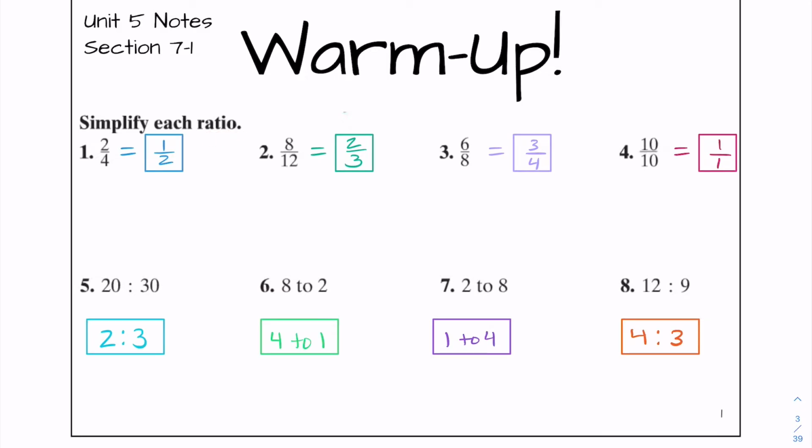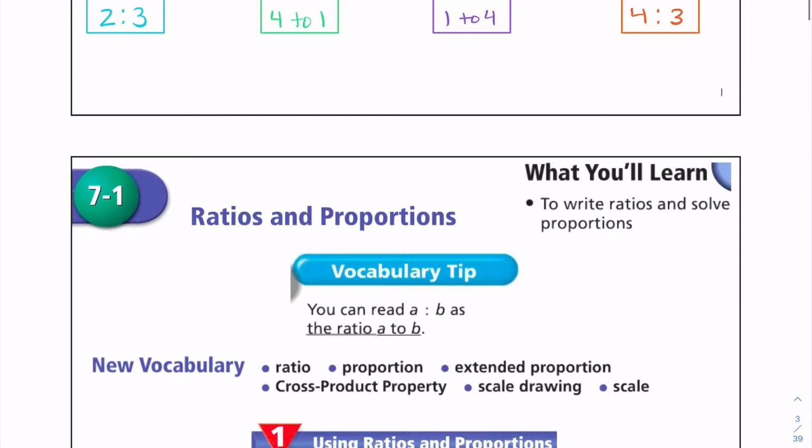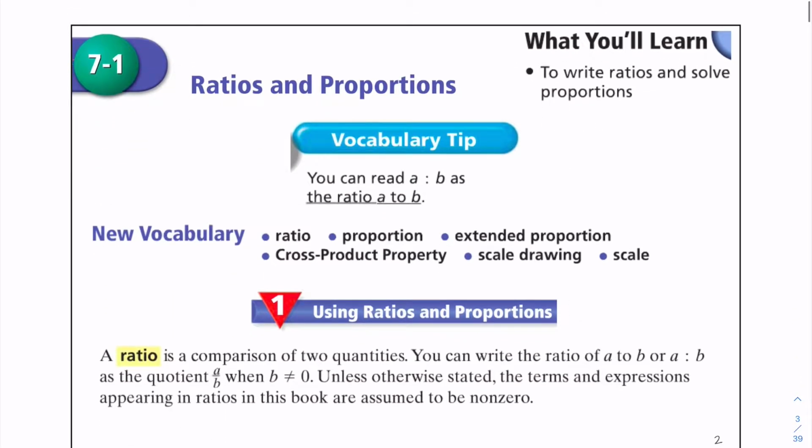Here are two other ways to write ratios besides just fractions. We can write it with a colon, so 2 to 3. In this case, 8 to 2 is 4 to 1, written out with the word to. So these are just a couple different ways of writing them. All right, so this lesson should be pretty quick. It's on ratios and proportions. We're going to write ratios and solve proportions.